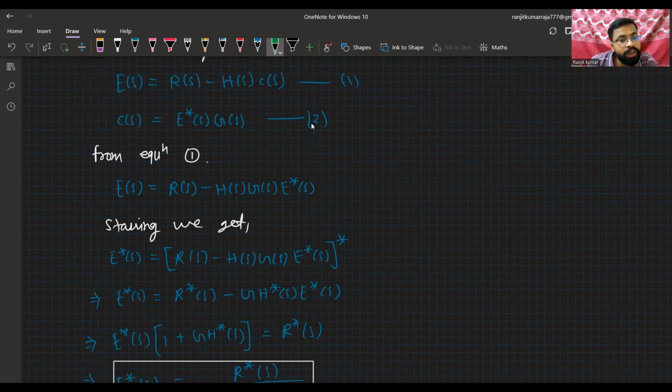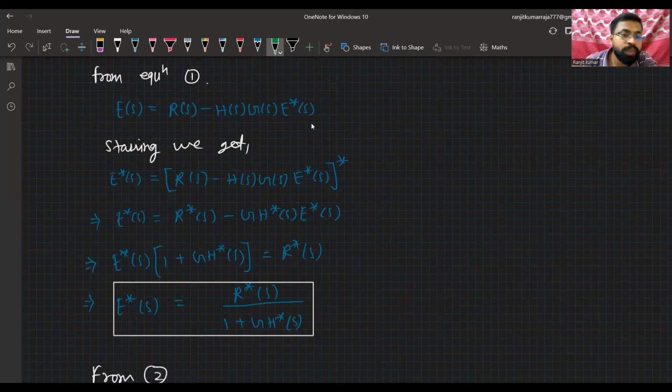Now from equation 1 we can write E of S equals R of S minus H of S C of S. Just substitute the value of C of S from equation number 2, that is G of S E star of S, in place of C of S. Then it will become this equation. Now starring both sides, it will become E star of S equals R of S minus H of S G of S E star of S, whole star. Again we apply the star operation, that is E star of S equals R star of S minus GH star of S E star of S.